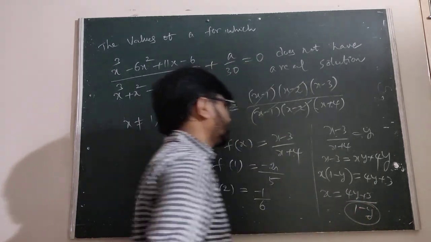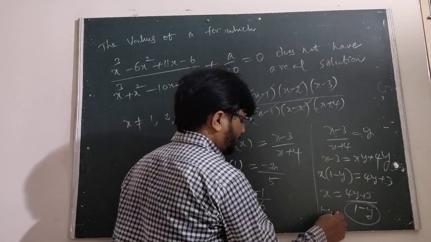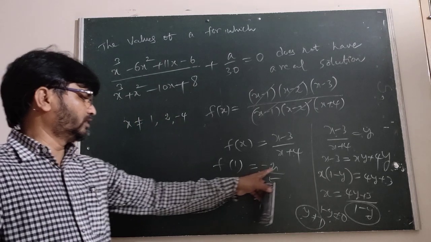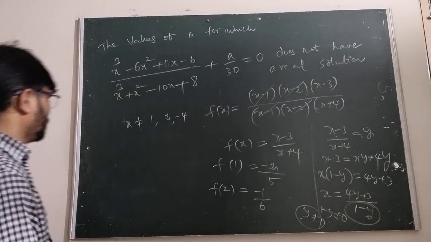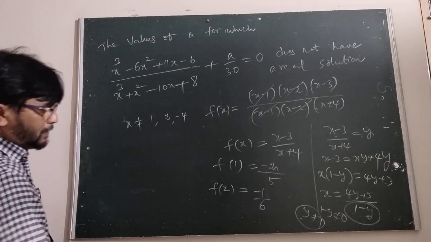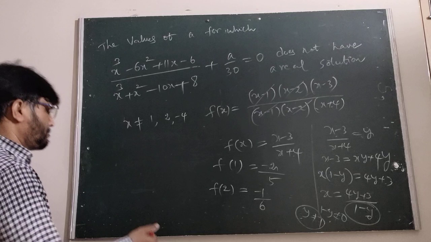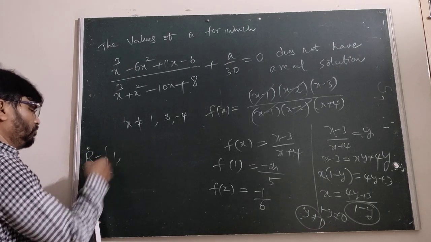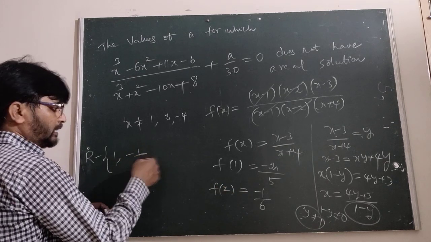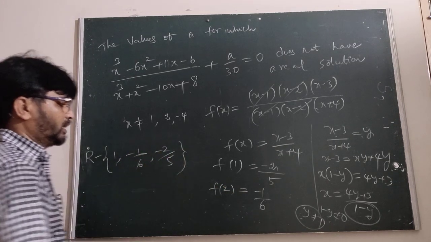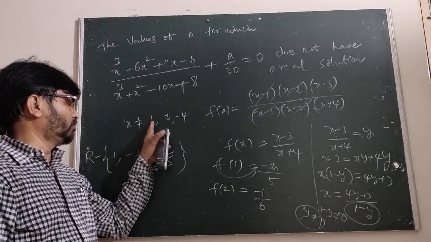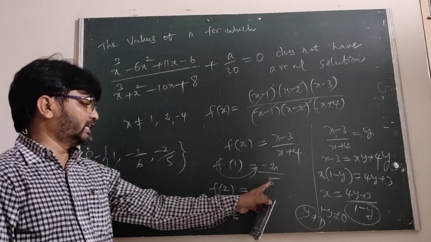Therefore the range does not contain 1. Here 1 minus y is not equal to 0, so y is not equal to 1. The range does not contain this one, this one and this one. Therefore the range must be R minus {1, minus 1 by 6, and minus 2 by 5}. The image of 1 is minus 2 by 5. Here the domain does not contain 1, and the range does not contain minus 2 by 5.